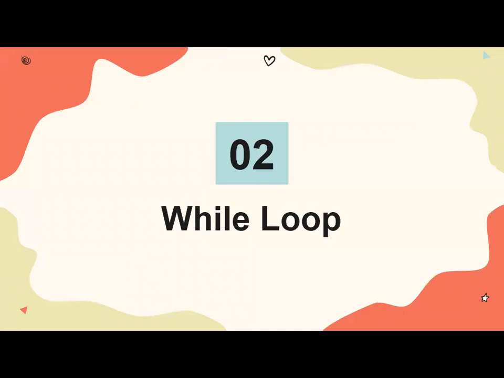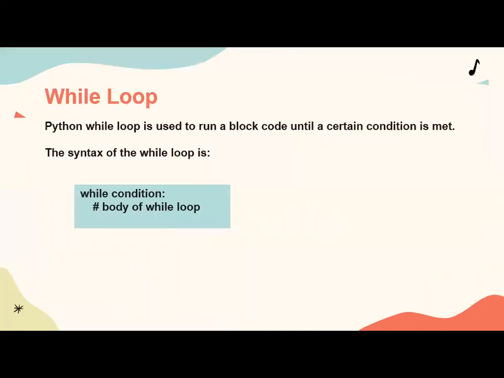Second, I will discuss the while loop. Python while loop is used to run a block of code until a certain condition is met. The syntax of the while loop is: while condition, followed by the body of the loop.